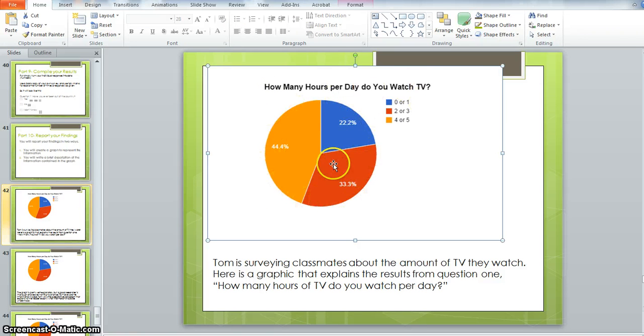Now I'm using pie charts here. You do not have to use pie charts. There are a lot of different options, but you're just going to use a type here, okay? And it's going to report your information. Then you're going to write a corresponding paragraph that goes with it. So here's the data portion, and then I said, Thomas is surveying classmates about the amount of TV they watch. Here's the graph that explains the results from question 1, how many hours of TV do you watch per day?